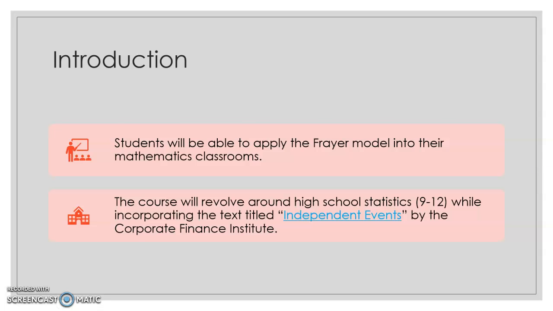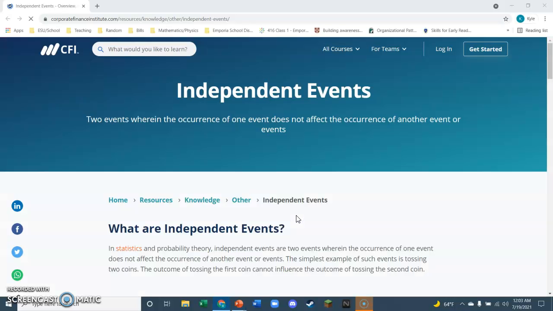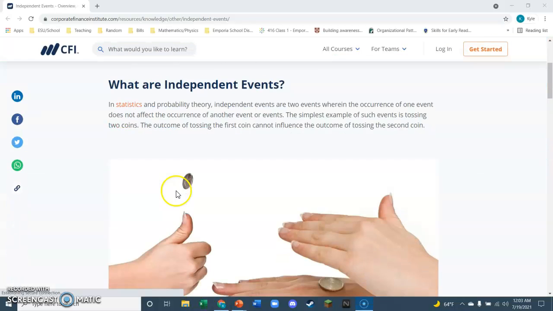In this lesson, students will be able to apply the Frayer Model into their mathematics classrooms. And the course in question will revolve around high school statistics, either between ninth and 12th grade, while incorporating the text titled Independent Events that was published by the Corporate Finance Institute. This is the web page here. It just talks about independent events, and essentially independent events are events where one outcome does not affect the other.